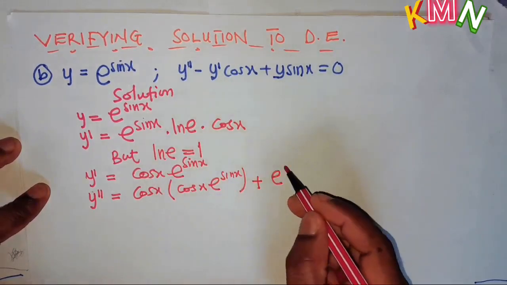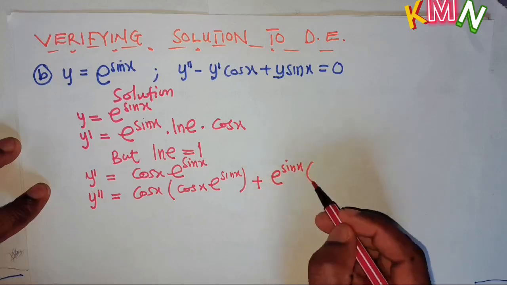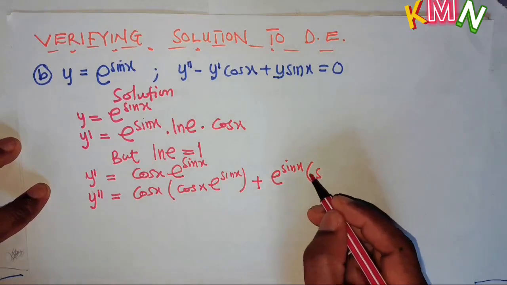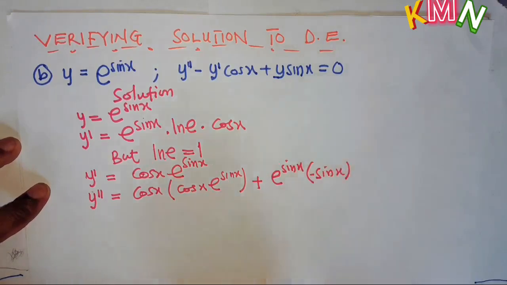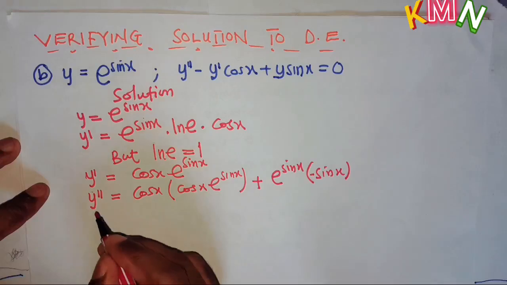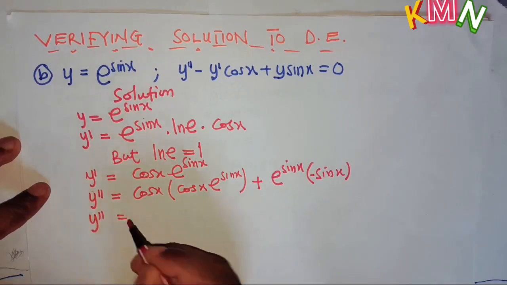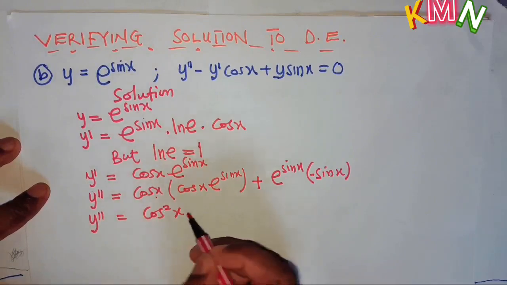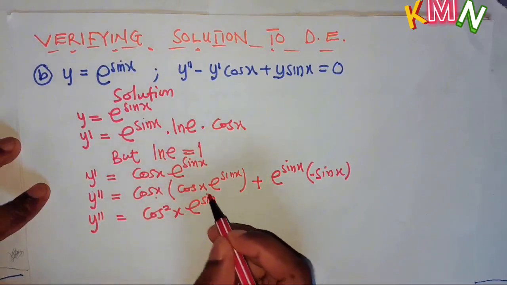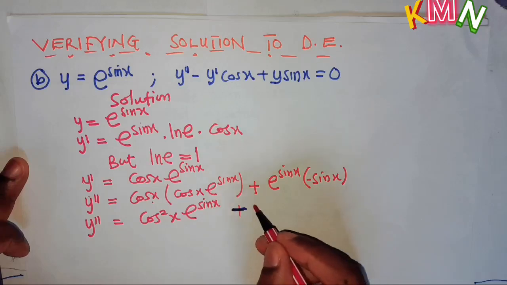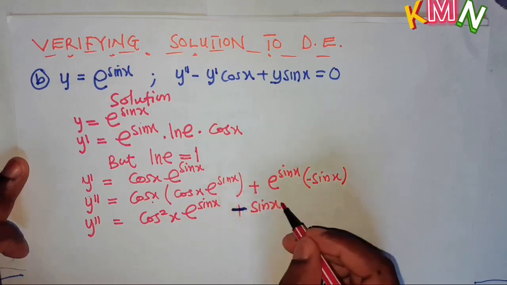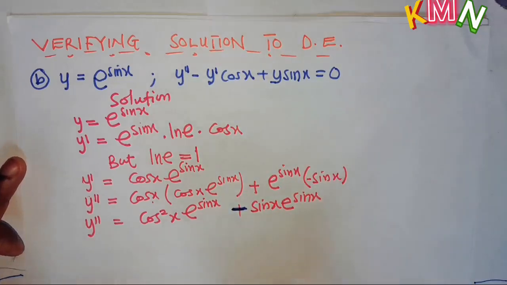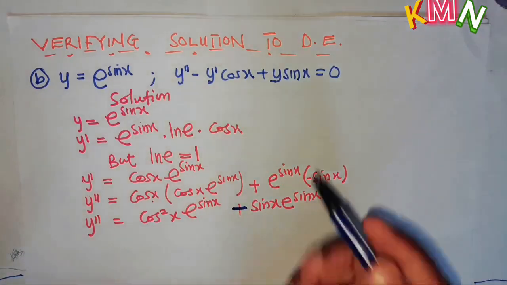So let's write that one first. Then the differential of cos x is negative sine of x. So let's simplify. Our y prime prime is going to be this, and this will give us cosine squared x e power sine x minus sine x e power sine x. So now we have all the parameters to substitute. So let's label them.